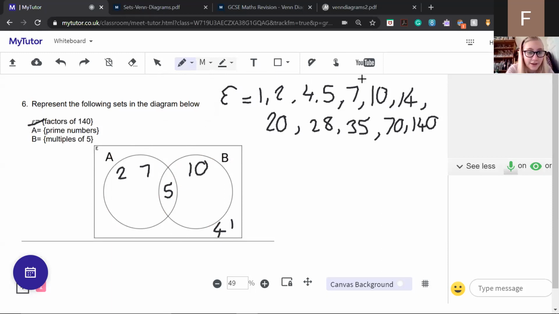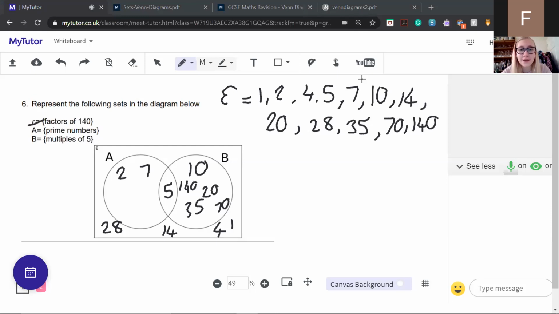So I'll fill in the others, hoping that I get this right. 70, 140. Do correct me if you think any of those are wrong, or just shout if you want me to go through any. I didn't want to make it too slow. Go through loads of them.